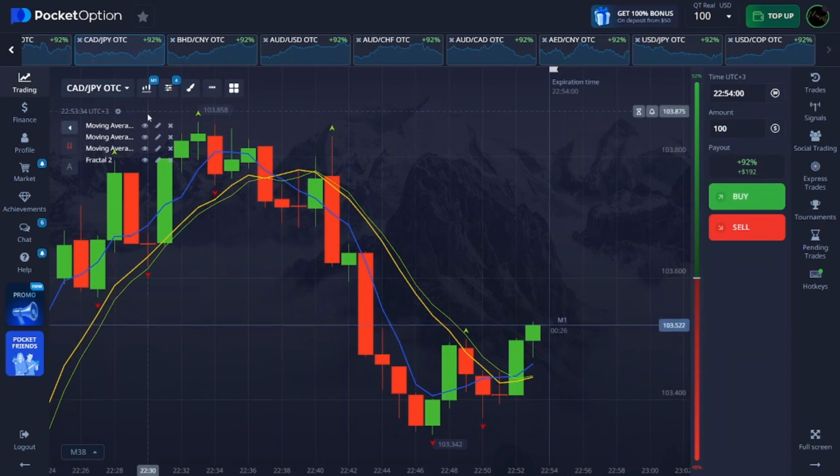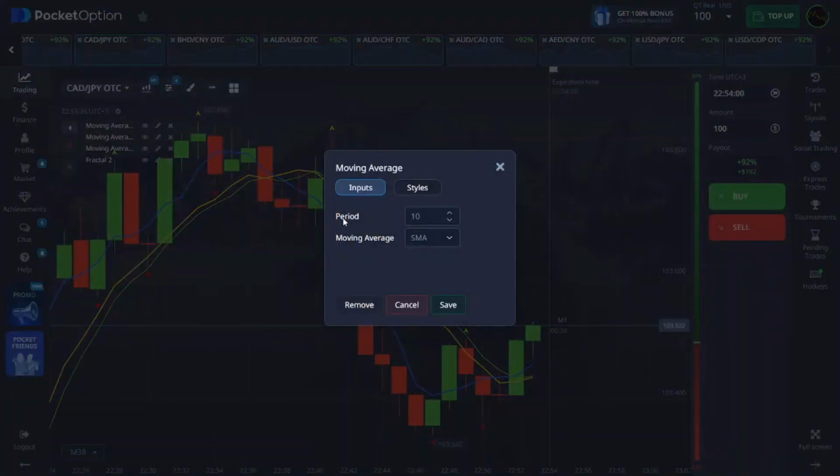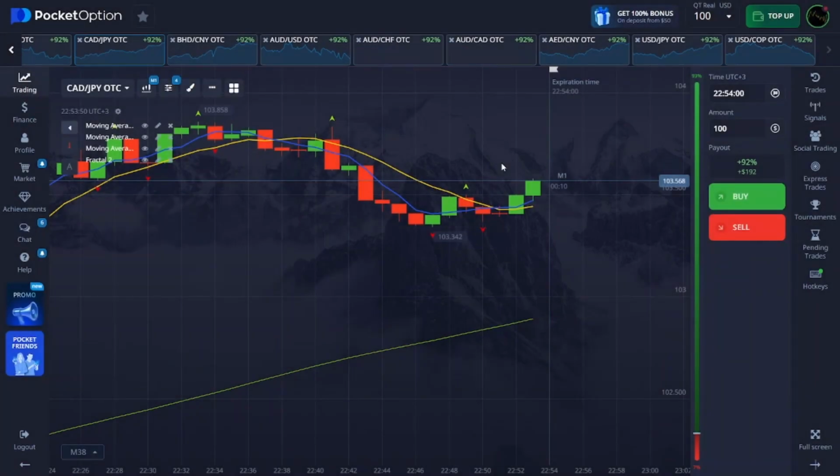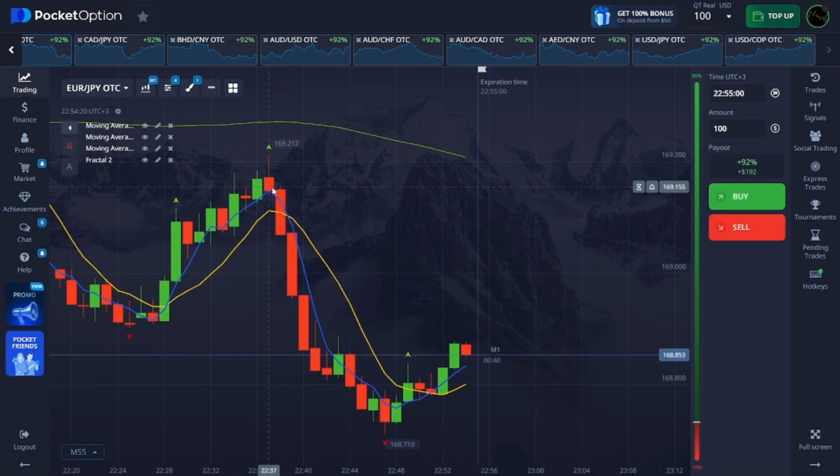And for our third moving average, we will set the period to 100. So these are trend indicators, they will be showing us the trend. And then leave everything else as it is, and save.